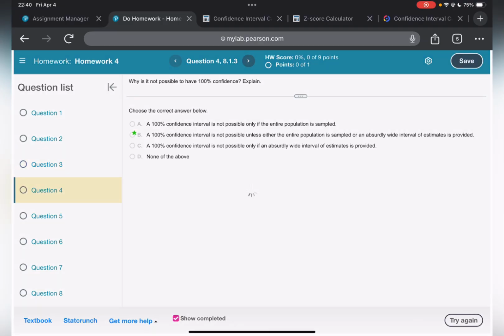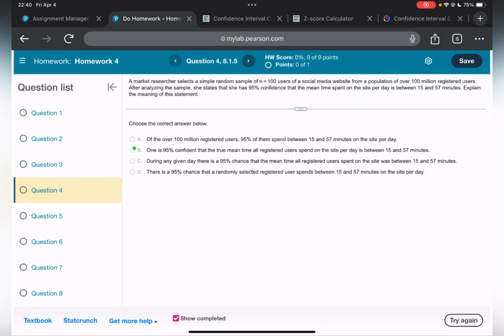Moving to number 4. Okay. So, a market researcher selects a simple random sample of n, where n is 100, the sample size, of users of a social media website from a population of over 100 million registered users. As you can see, they can't question all 100 million users. They drew a sample where n is equal to 100.